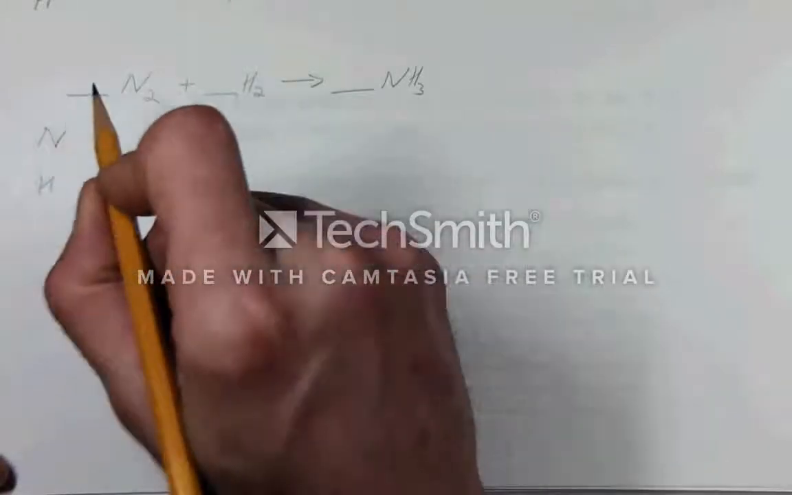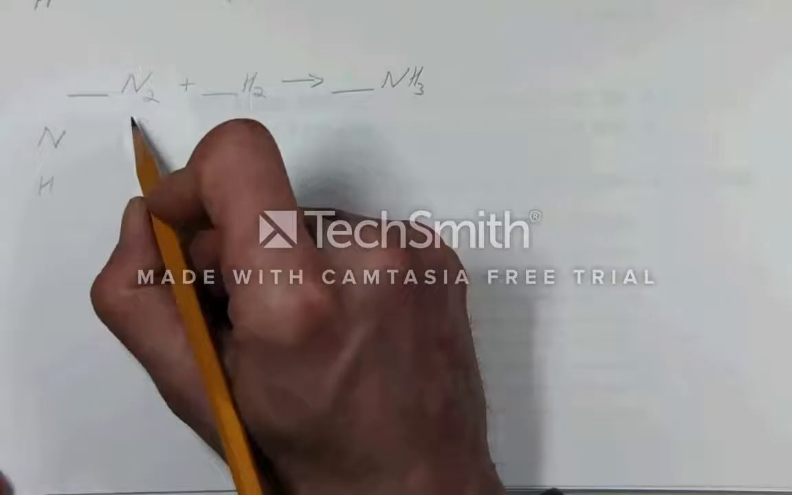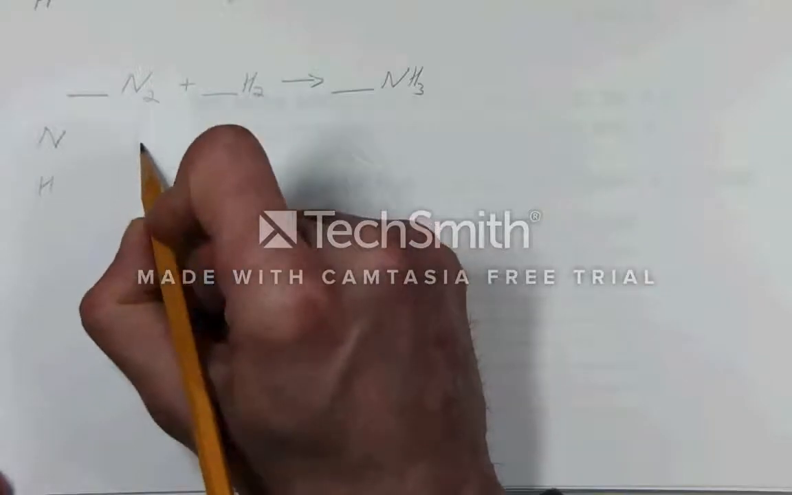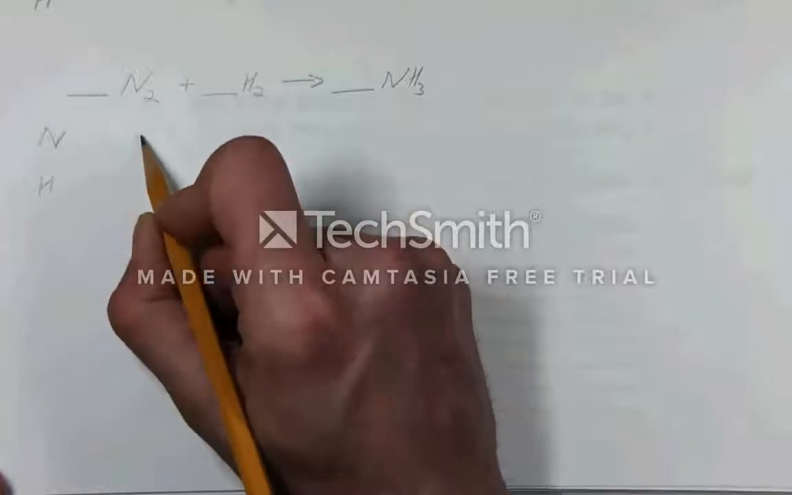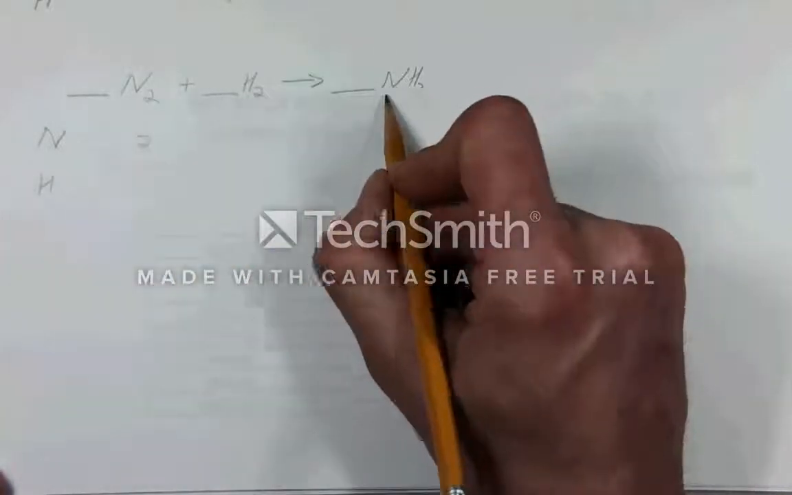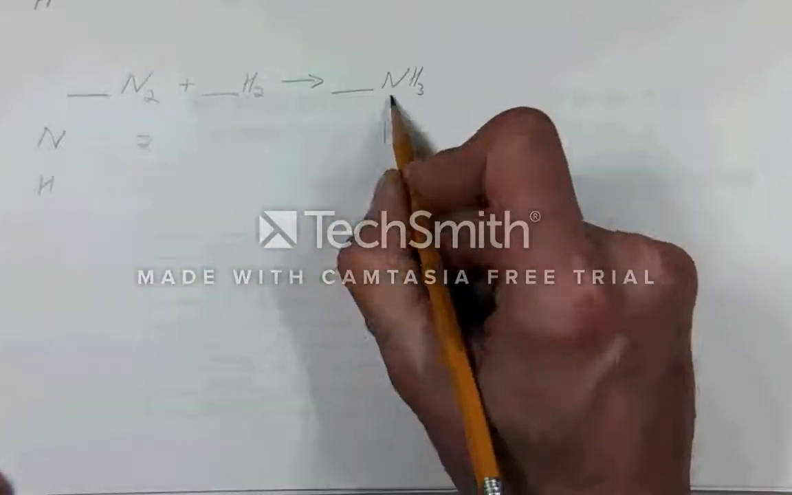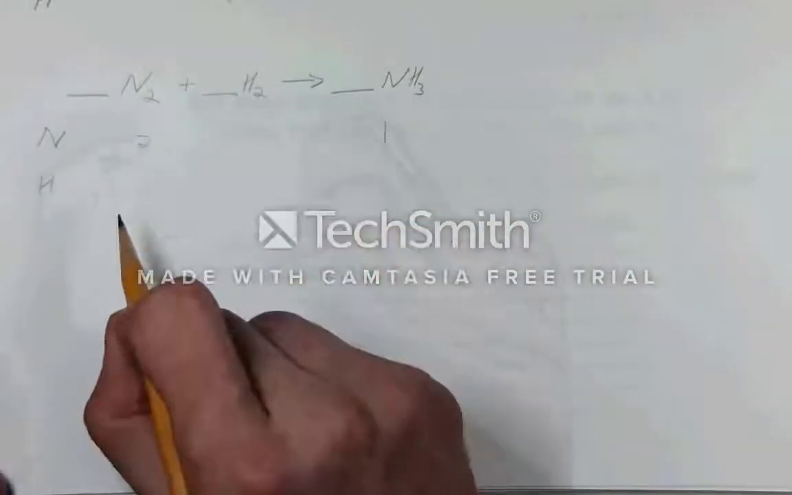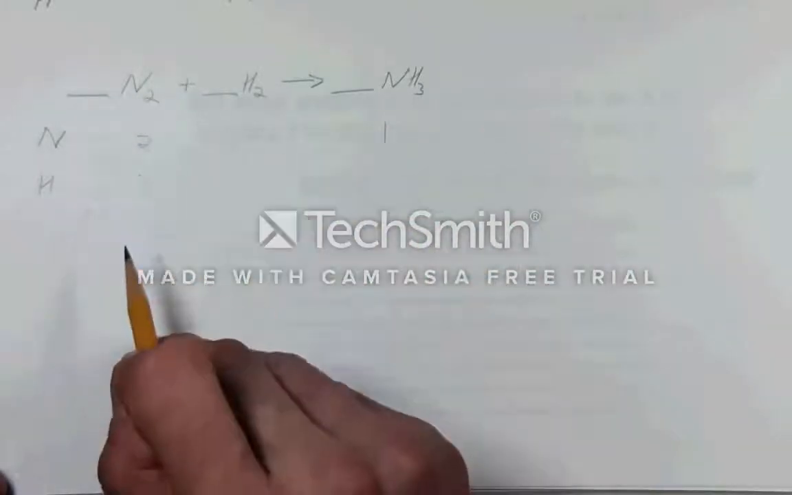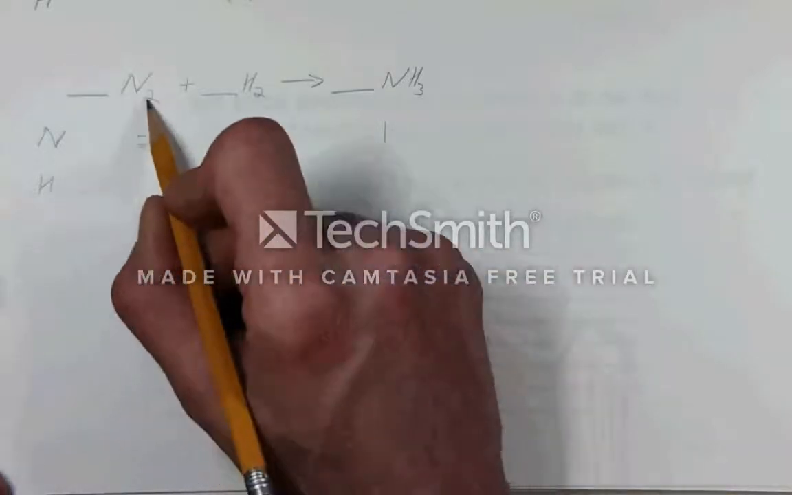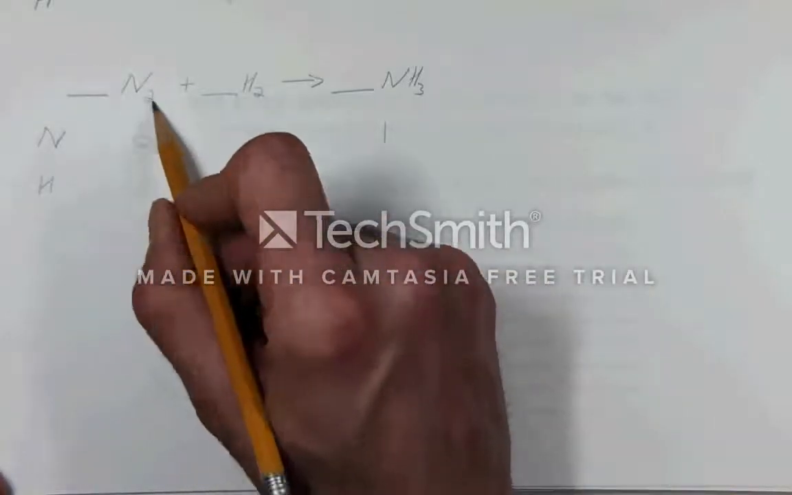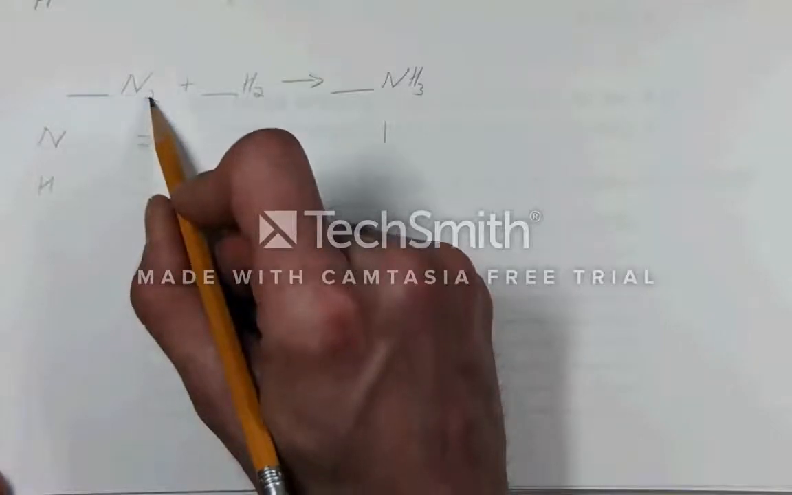So the next thing we do is figure out how many atoms of each element there are. So we're going to put these numbers down here. There's 2 nitrogen atoms in N2, and in ammonia there's only 1 nitrogen atom. So we'll put a 1 there, and I like to line them up right underneath the elements. This is a simpler equation, but when they get a little busier, it's a lot easier if you keep them lined up underneath the element they correspond to.